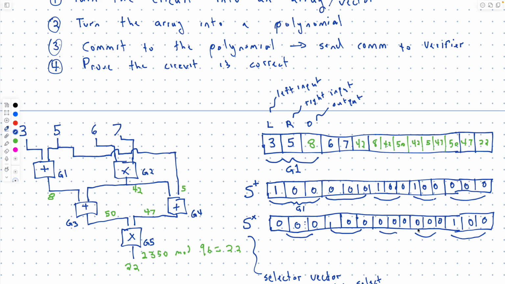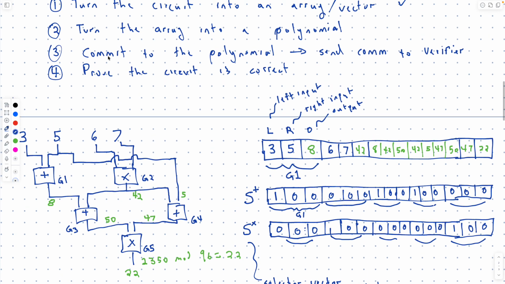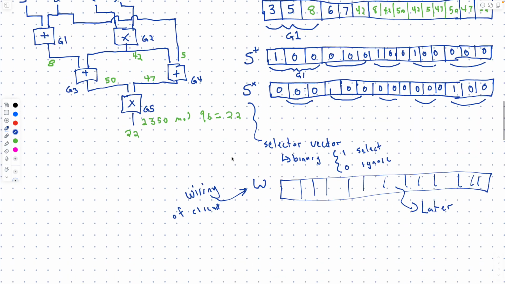The second reason is that it's going to be convenient. When it's in polynomial form, I can do things like add polynomials to each other and multiply them, and that's going to help me later when I want to do step 4, which is prove that the circuit is correct. So that's why I want it in polynomial form. It's not strictly necessary. It's the way that PLONK does it, not the way that other SNARKs do it, but it's arguably one of the easiest ones to understand. So we're going to put it into polynomial form.